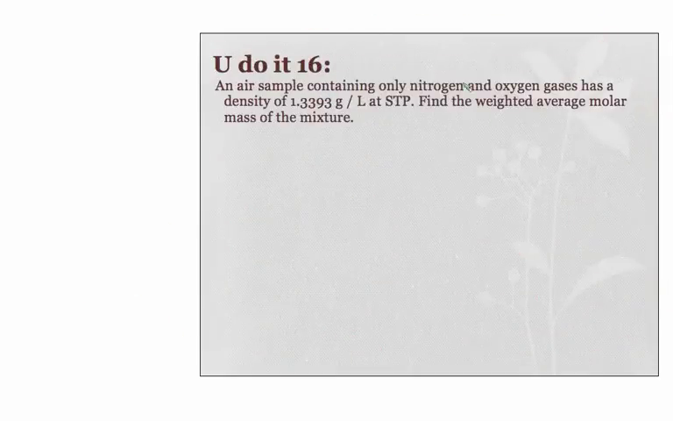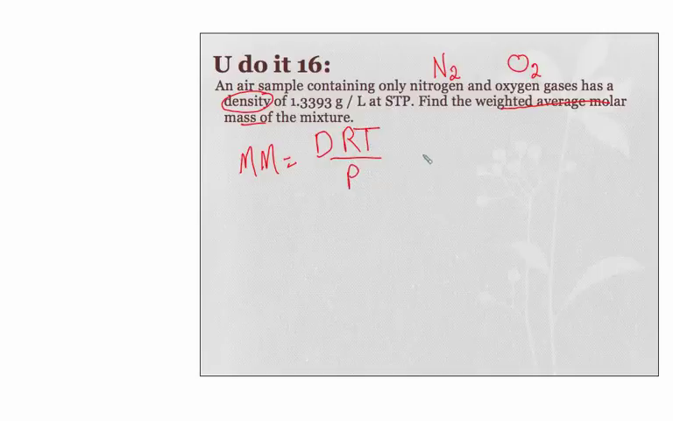You Do at 16. I have an air sample. It has nitrogen. Don't forget about your diatomics. Nitrogen's N2, oxygen's O2. And this time it gives me a density and asks for a weighted average molar mass. So I'm going to be using meow meow. I see that density either asked for or given, and I'm going to jump right to my meow meow. And remember that that means that cats put dirt, DRT, over their pee. So that's a way to remember that.